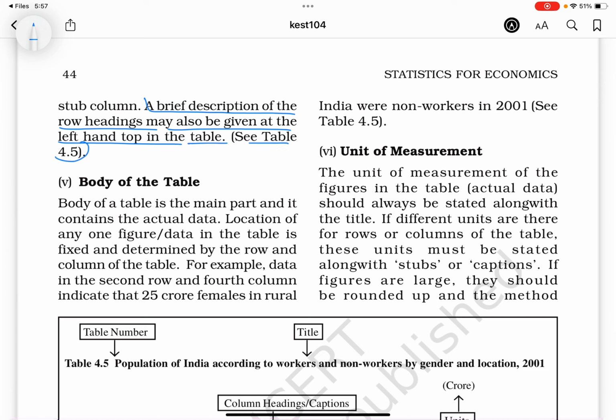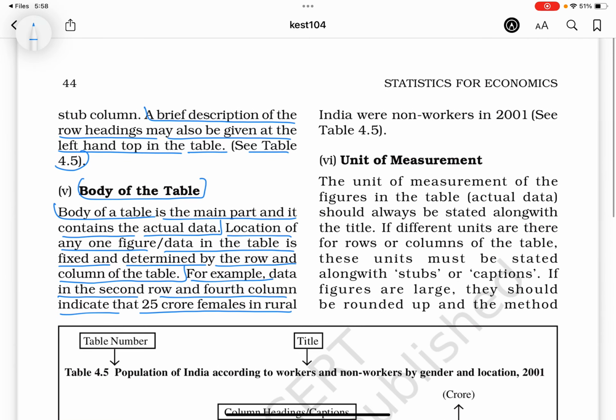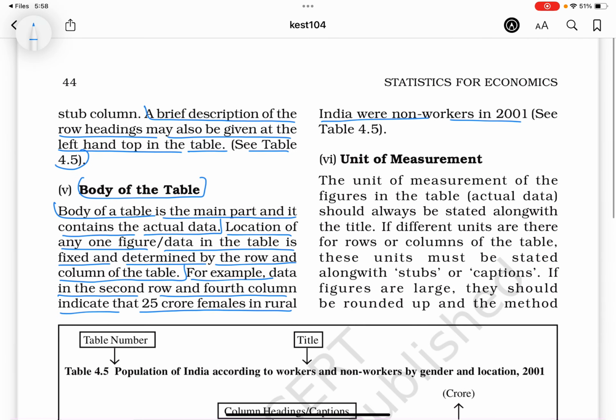See 4.5. Body of the table. The body of a table is the main part and it contains the actual data. The location of any one figure in the table is fixed and determined by the row and column of the table. For example, data in the second row and fourth column indicate that 25 crore females in rural India were non-workers in 2001. See 4.5.